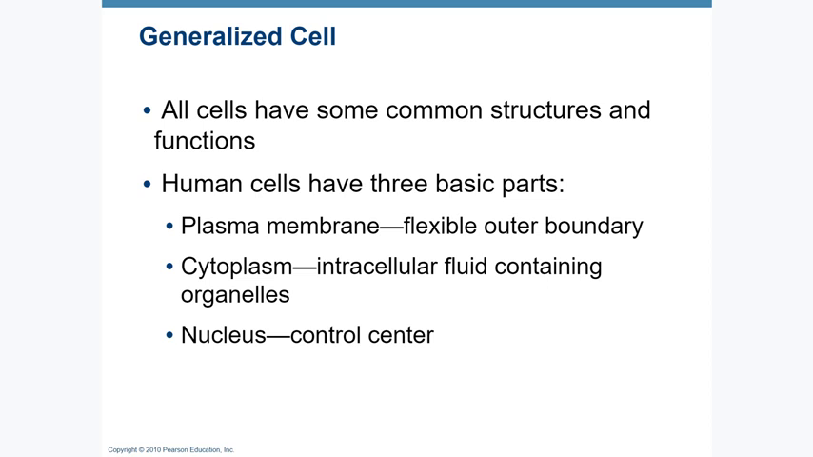So a cell has some generalized structures in common. All human cells have three parts: a plasma membrane, a cytoplasm, and a nucleus. There are only two cells that don't have a nucleus, and we'll get to them later. The plasma membrane is a flexible outer boundary that keeps the cell together. The cytoplasm is the intracellular fluid containing organelles, and then the nucleus is the control center that houses the DNA.